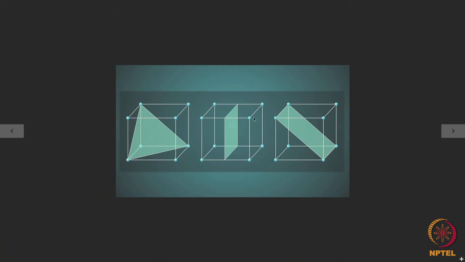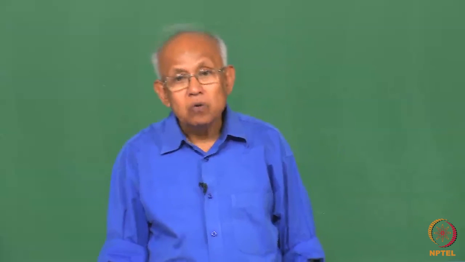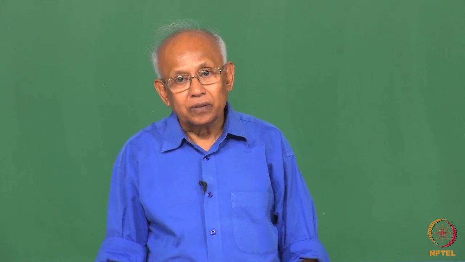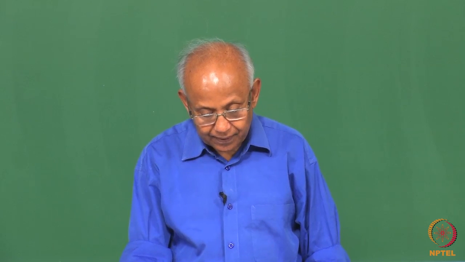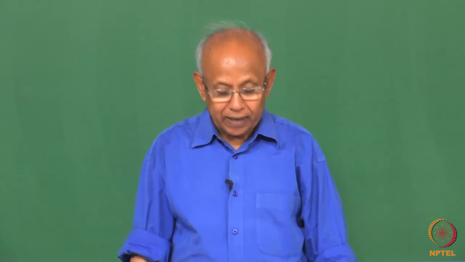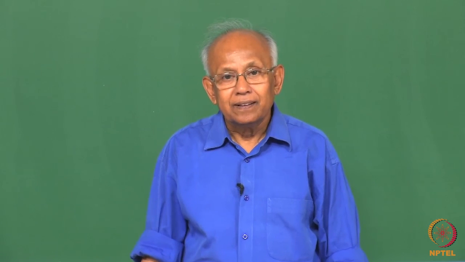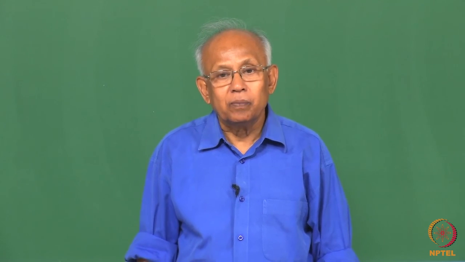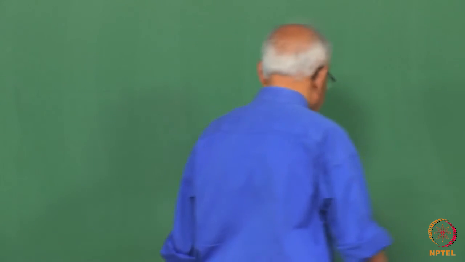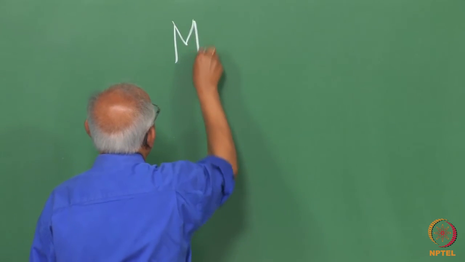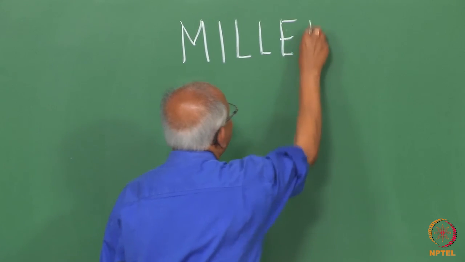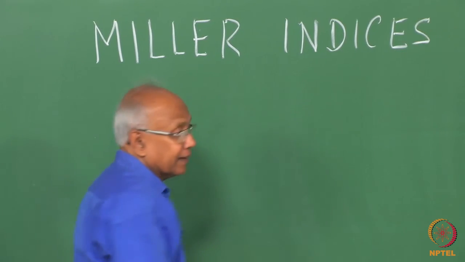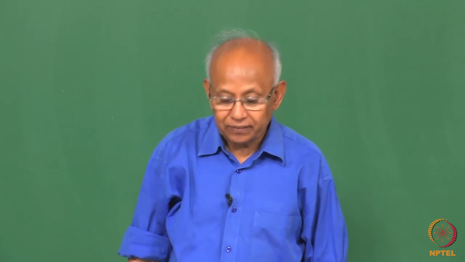Now, the question comes, how can we name an atomic plane or a plane in the unit cell so that you can identify it easily? The method that we follow in naming a plane was given by Miller, and that is the reason why the nomenclature goes by the name Miller indices. Now, let us see how the whole thing is done.